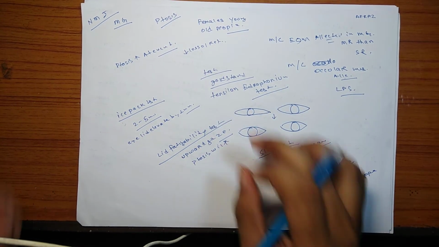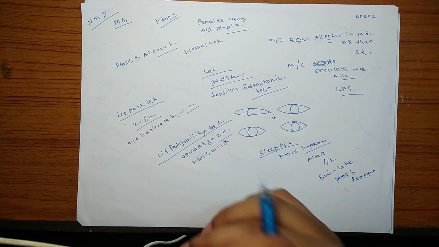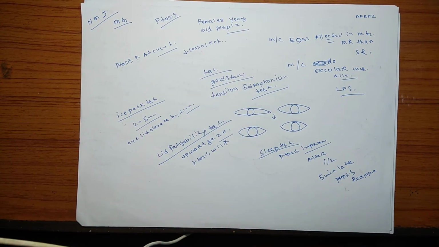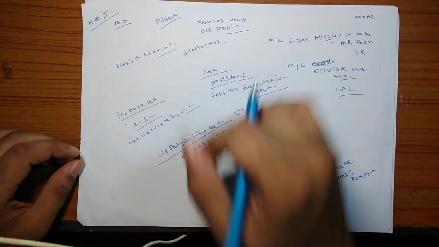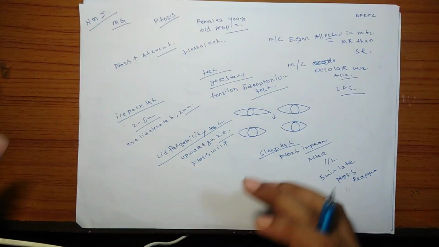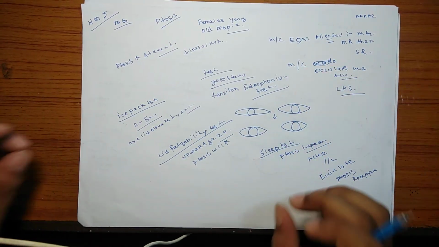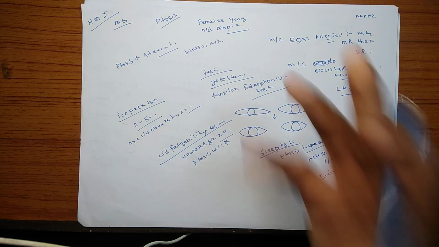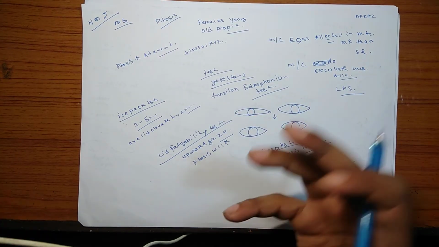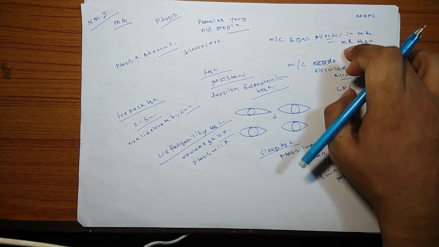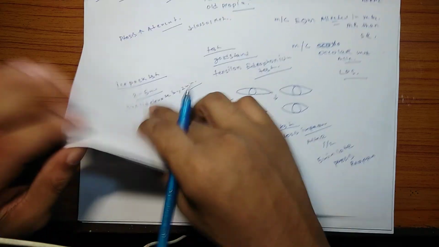A neuromuscular junction problem is myasthenia gravis. Young females are more affected, and old people are also affected, and ptosis is increased in the evening. The most commonly affected ocular muscle is the LPS muscle, and the most common extraocular muscle affected in myasthenia gravis is the medial rectus, followed by the superior rectus.